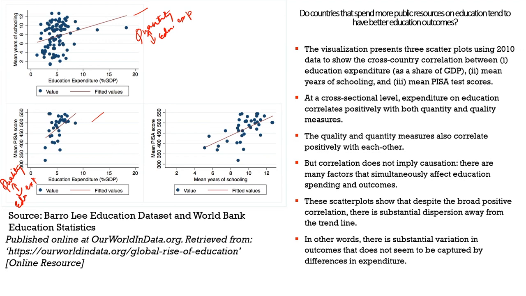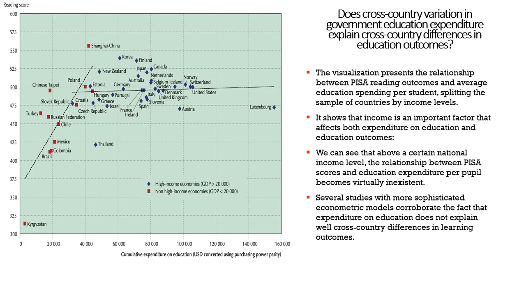But this positive correlation does not imply causation, because there are many factors that simultaneously affect education spending and outcome. And these scatter plots also show that despite the broad positive correlation, there is substantial dispersion away from the trend line. If you look at the different dots across the trend line here, you would see that there is substantial dispersion away from the trend line. And that means that there is substantial variation in outcomes that does not seem to be captured by the differences in expenditure.